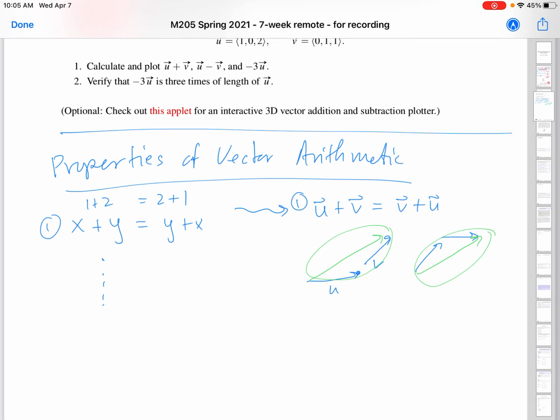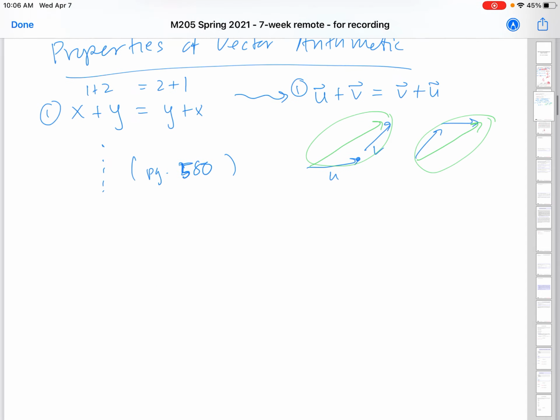And actually, I would encourage you to see page 580 of the Apex Calculus book, which lists all these properties. I wanted to talk about three of them in particular to end the video. This is property 7 in the list of properties on that page. And property 7 says that 0 times any vector is the 0 vector.